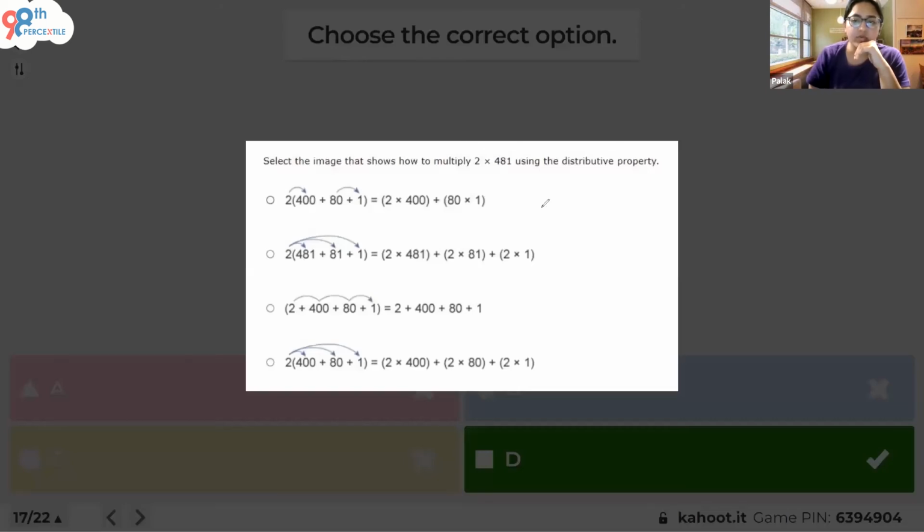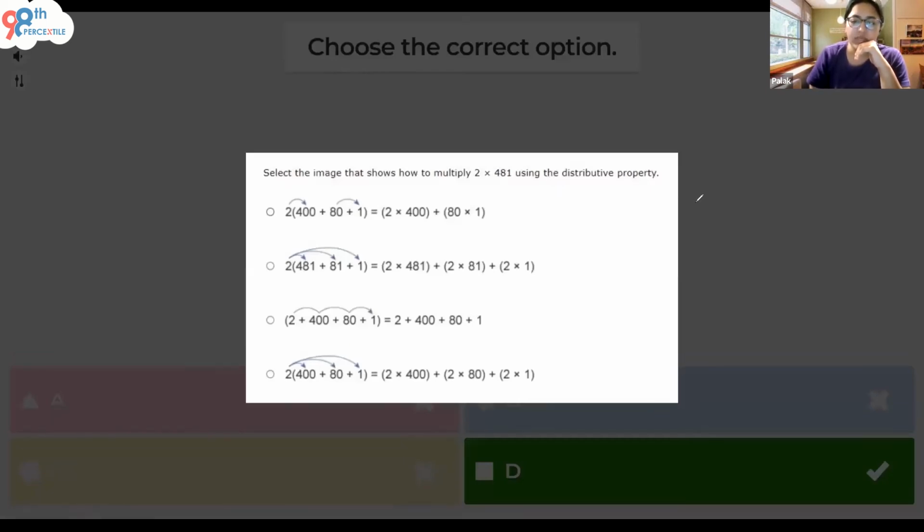So we had to multiply 2 times 481. So what we can do is we can take 2 on the outside. 481 can be split as 400 plus 80 plus 1. Now the number which is outside of the parentheses is going to get multiplied with each and every number inside of the parentheses. So that would be 2 times 400 plus 2 times 80 plus 2 times 1, which is reflected in only and only the fourth option.